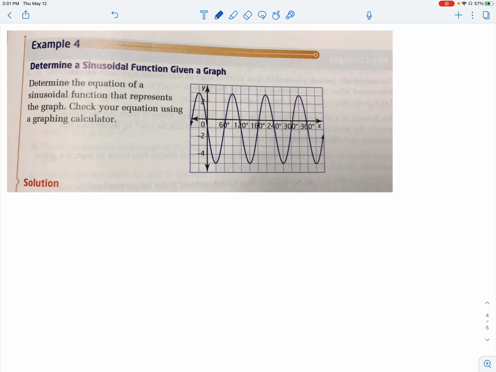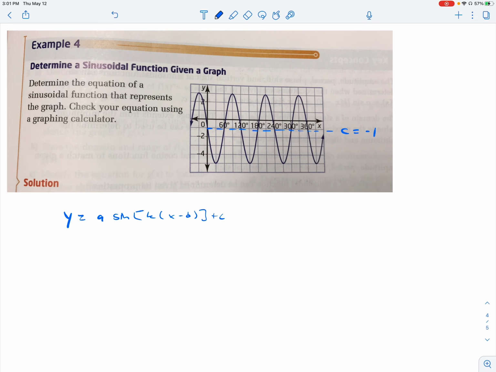Okay, so we're going to need all these parameters, right? Whether we do sine or cosine, we're going to need A, K, D, and C. So I'm just going to mark up the graph a bit here. My center line is right here. This is C, and it's at -1. That's kind of halfway through the graph.